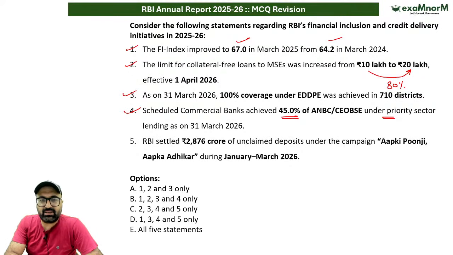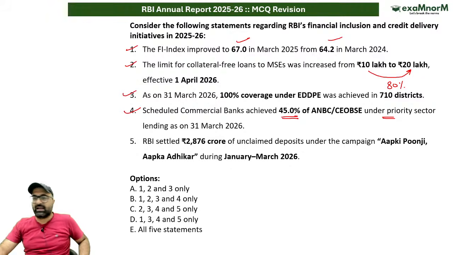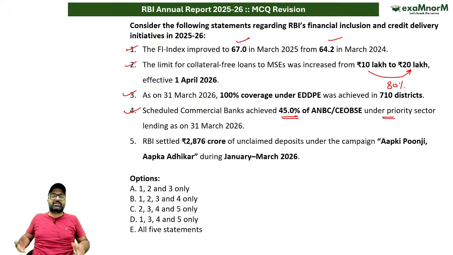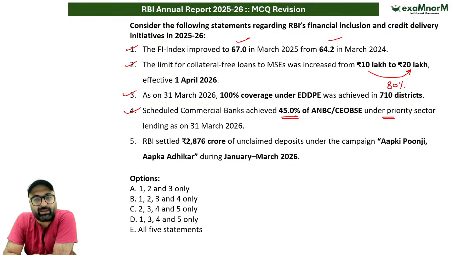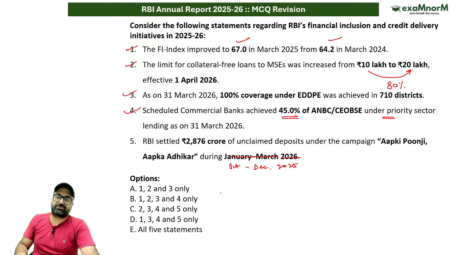RBI has settled 2876 crore rupees of unclaimed deposits under Aapki Poonji Aapka Adhikar during January to March 2026 by public sector banks and regional rural banks. I would say RBI has also pushed the financial inclusion campaigns such as Gram Panchayat level saturation of financial inclusion scheme, as well as we have re-KYC, grievance redressal and awareness on the unclaimed deposits. Under the campaign Aapki Poonji Aapka Adhikar, public sector banks and regional rural banks have settled 2876 crore rupees. That is correct, but this is from October to December 2025. अब खुद सोचो ना, मार्च का डेटा अभी कहां अपडेट होगा. This is from October to December 2025, not for March. So this is incorrect. Answer would be option B.